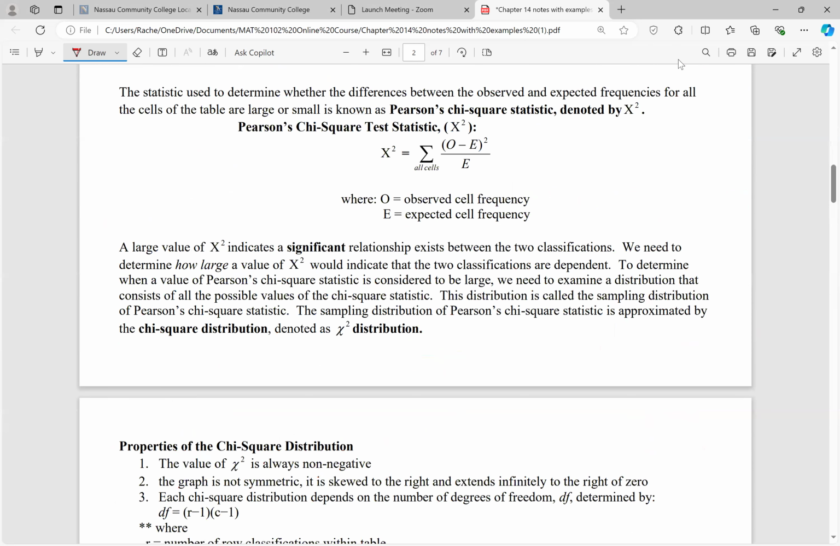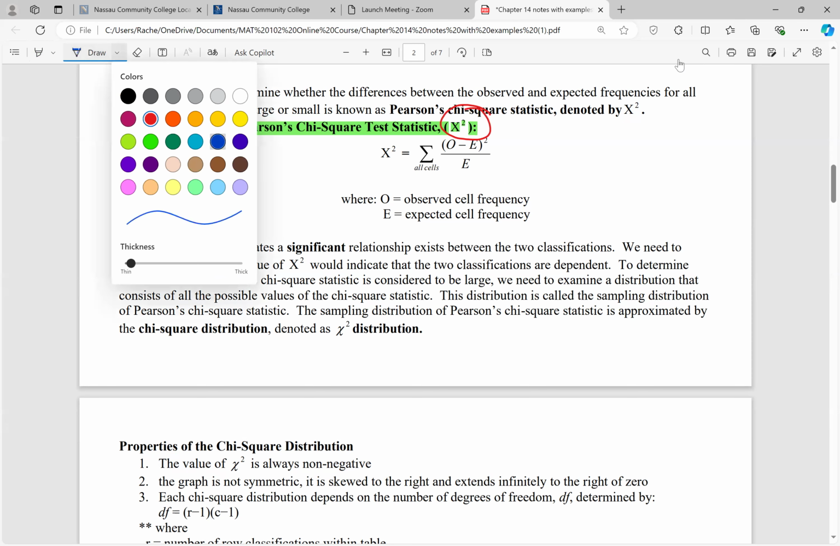So what I was saying at the end of the last lecture is that now we want to calculate a statistic to determine whether the differences between the observed and the expected frequencies for all the cells in the table are large or small. This calculation is called Pearson's chi-square test statistic. And this here is chi-square. That's what we call that notation.